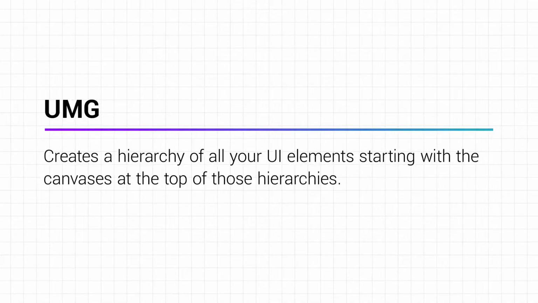UMG is a modern canvas-based UI system. It creates a hierarchy of all your UI elements, starting with the canvases at the top of those hierarchies. These optimized systems are not the only way to design an elaborate UI, but they have become mainstream with the development of thousands of mobile apps that are almost exclusively UI.